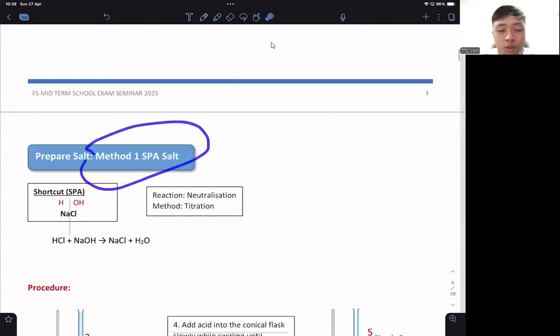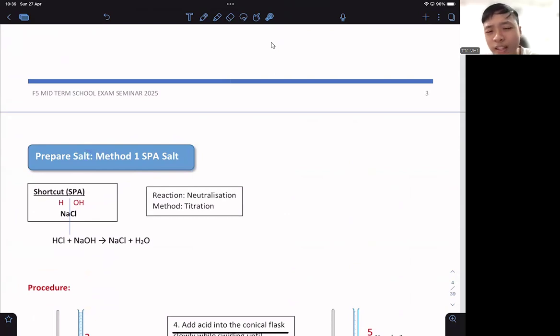Normally if they want you to prepare a soluble SPA salt, they rarely, barely come out with it, because this one is basically just a neutralization reaction. You just choose one acid and one alkali. For example, let me look at page 4 first.